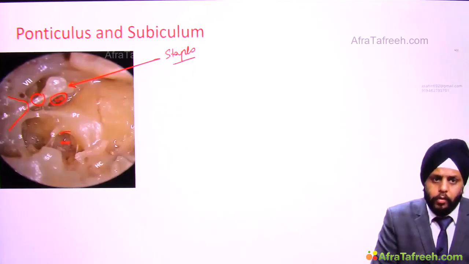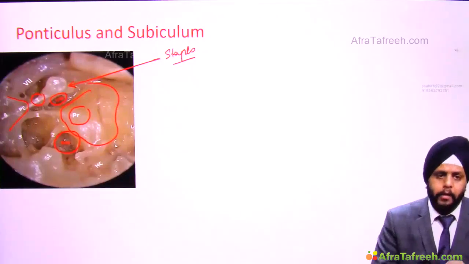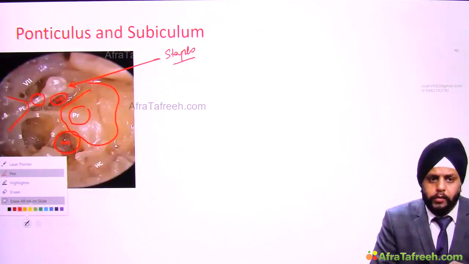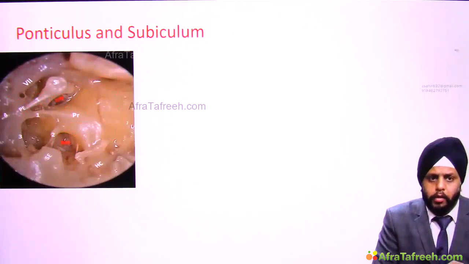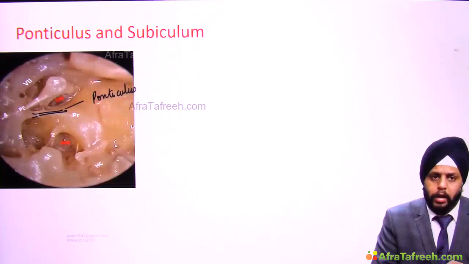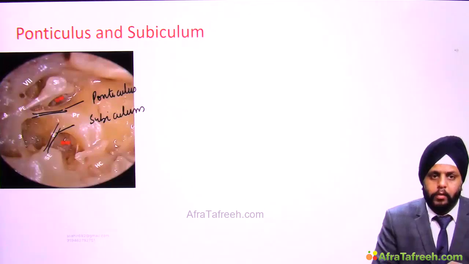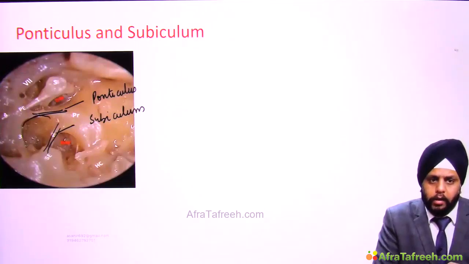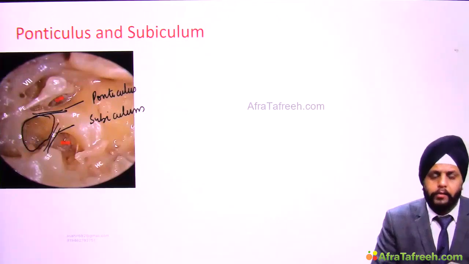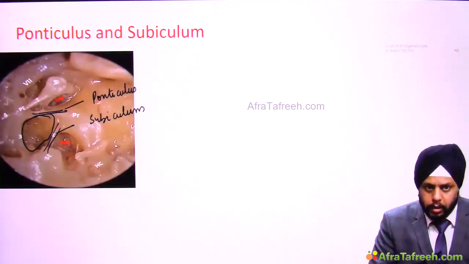Okay, guys, this over here is the round window. This is the promontory. Now just below the oval window, see very carefully, you can see over here a ledge of bone going. Now this ledge of bone is your ponticulus. Okay, and this ledge of bone going just above the round window, guys, this is your subiculum. Okay, and this blind recess over here that you see, this is your sinus tympani.